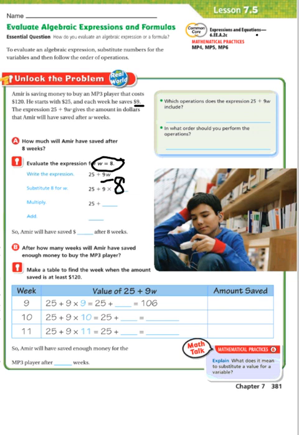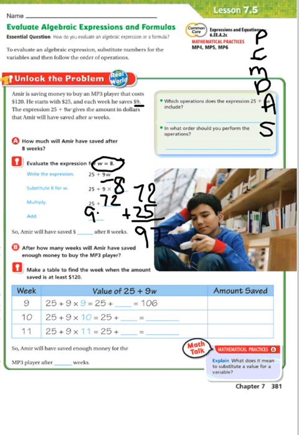Then I have to do order of operations. PEMDAS: Please excuse my dear Aunt Sally. So I'm going to do multiplication first. 9 times 8 is 72. And then I'm going to add 25 plus 72. 2 plus 5 is 7, 7 plus 2 is 9. So 97. So Amir will have saved $97 after 8 weeks.